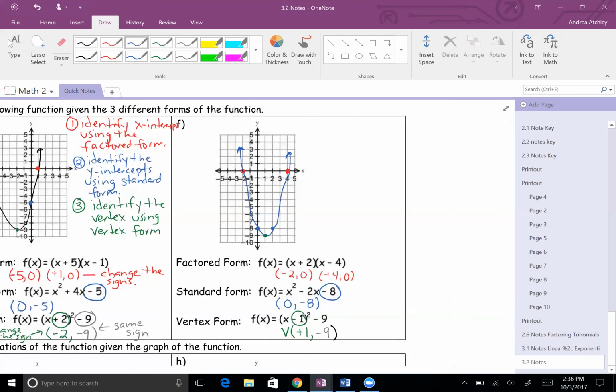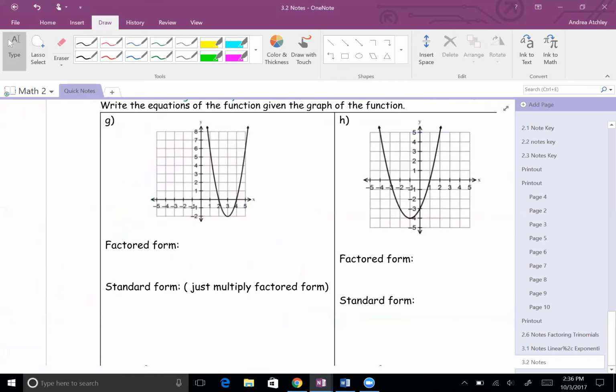Okay, so now I'm going to be given the graph, and I have to find the equations for G and H. So we're going to start with the factors.